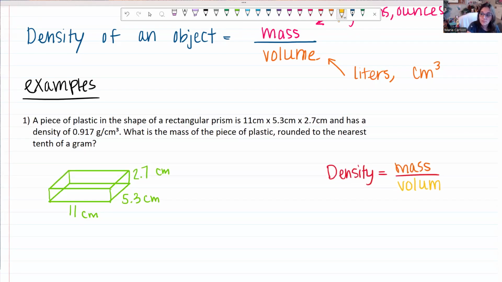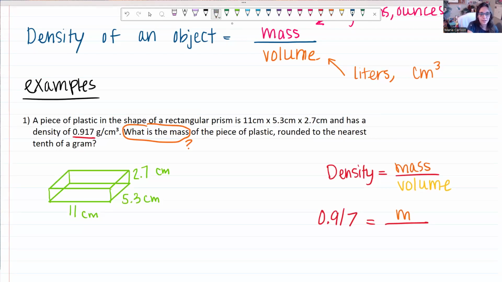Now, our goal is to find the mass, right? The question literally asks, what is the mass? Round to the nearest tenth. So we'll probably need to find the volume because we already know the density is 0.917. So I'm going to say 0.917 grams per cubic centimeter is equal to the mass, which is probably going to be in grams, over our volume. Now let's find the volume.